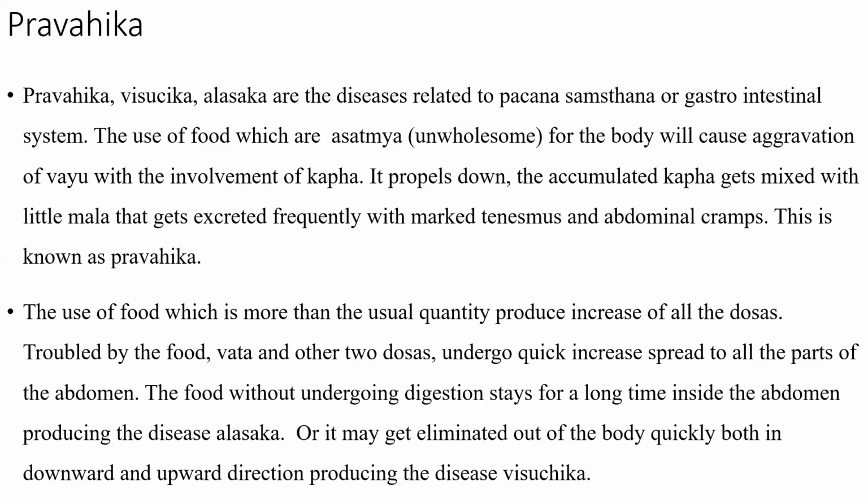Atisara may be a defense mechanism. Atisara may be one spontaneous way of elimination of dosha if the patient is lucky. But if ama doesn't go with Atisara, then that ama is definitely going to produce Pravahika, Vishuchika as well as Alasaka. It propels down, the accumulated kapha gets mixed with the little mala that gets excreted frequently with marked tenesmus as well as abdominal cramp. This is Pravahika. Pravahika is elimination of ama mala with pain as well as mucus.